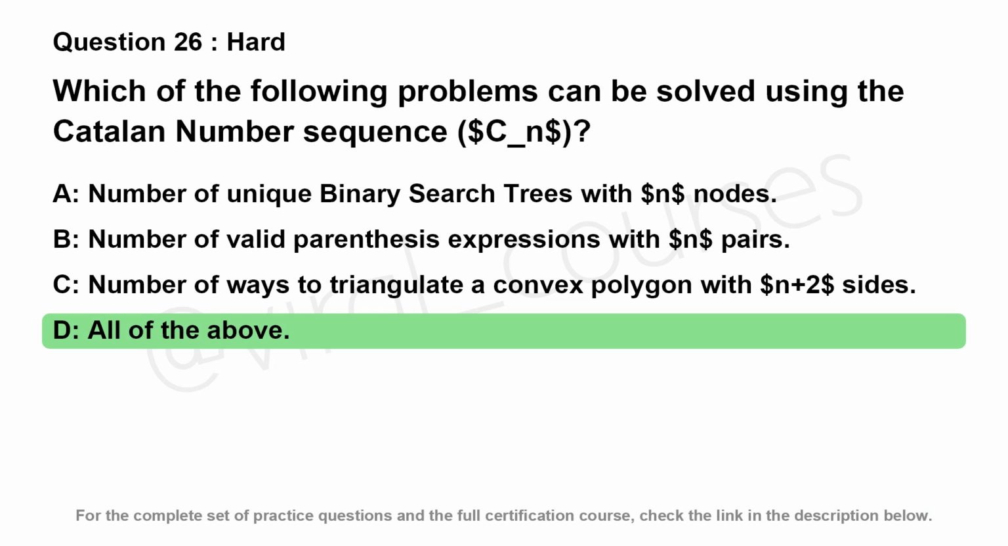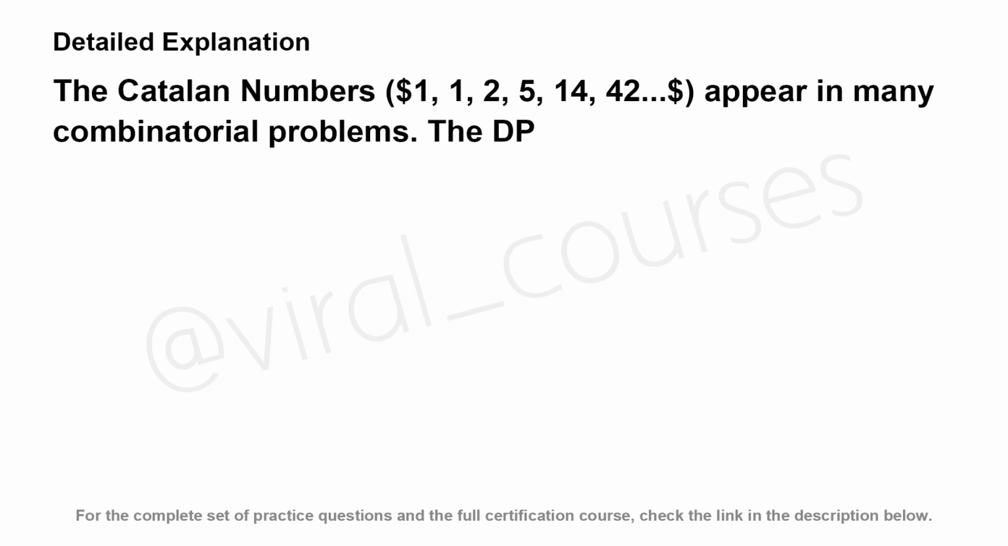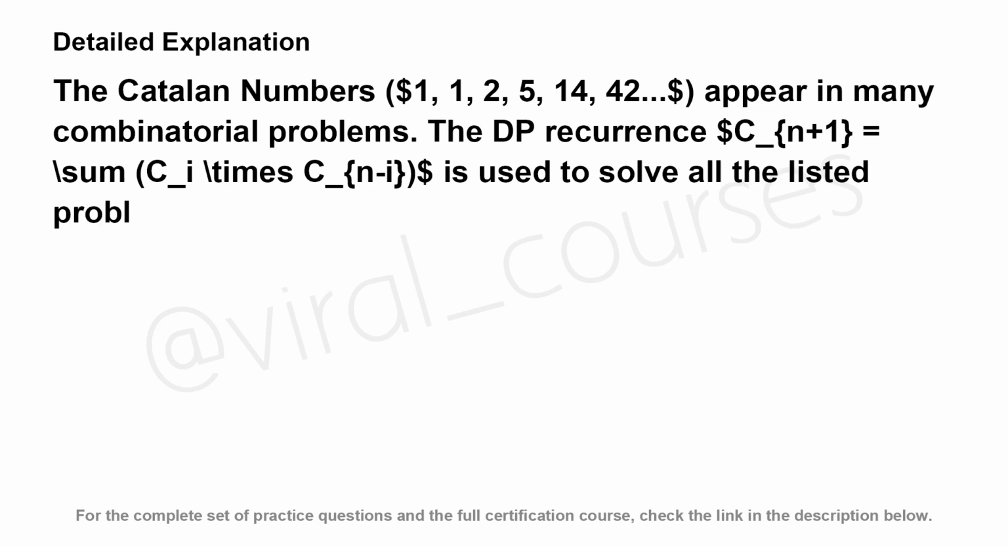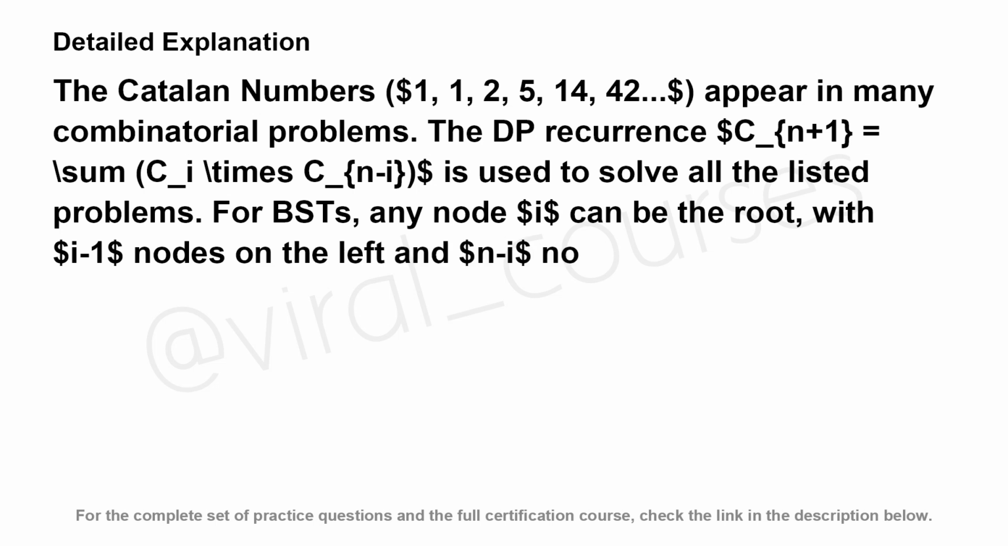The correct answer is D. The Catalan numbers 1, 1, 2, 5, 14, 42 appear in many combinatorial problems. The DP recurrence C(n+1) equals the sum of C(i) times C(n-i) is used to solve all the listed problems. For BSTs, any node i can be the root, with i minus 1 nodes on the left and n minus i nodes on the right.